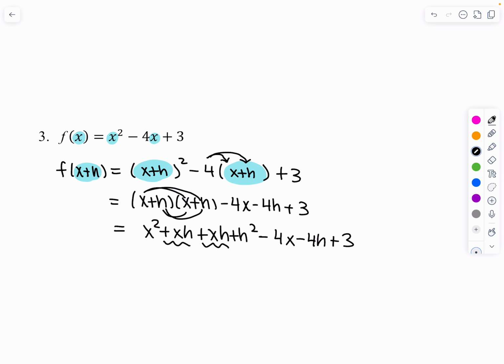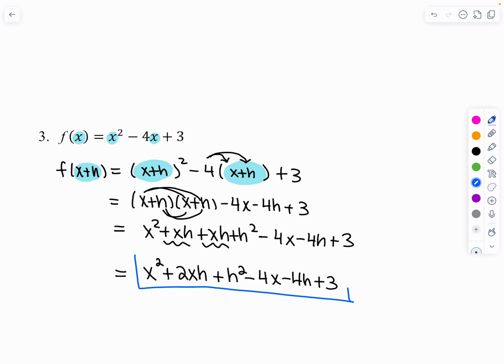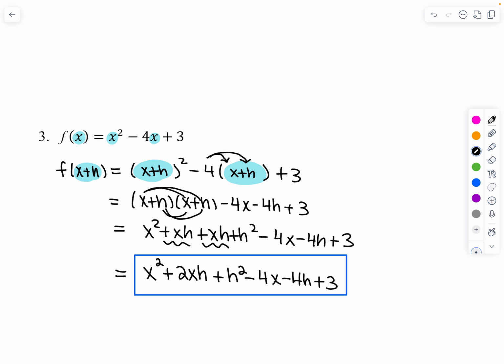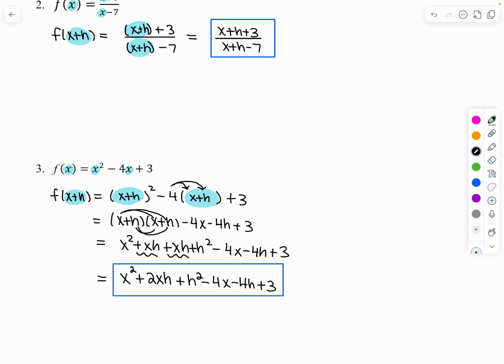And then the only like terms I really have here are my xh's. And if you wrote hx, that's also totally fine. I have 2 of them, so whether you write 2xh or 2hx, both are correct. And there's nothing else I can combine. So this would be my final step in this evaluation. So hopefully at this point you've had a chance to try those 3 evaluations and you've checked them. And now we're going to add just a little bit to this.